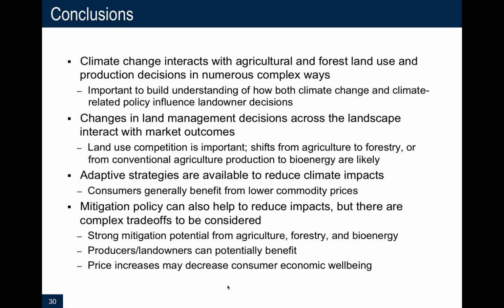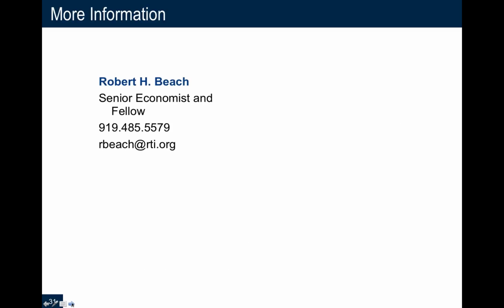Also overall, there is a fairly large mitigation potential from the sector, from changes in agricultural practices, forestry practices, and bioenergy production. But again, there are a lot of important interactions between climate change impacts, the actions that may be taken to adapt to increased climate variability and improve resilience, and potential mitigation.